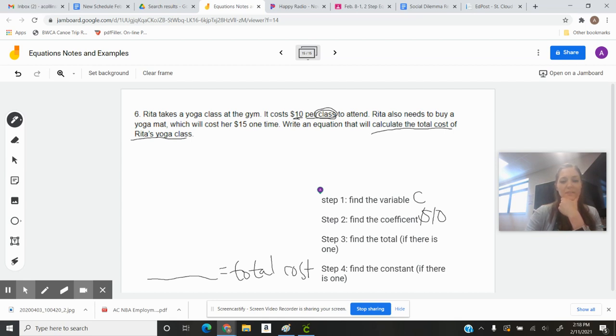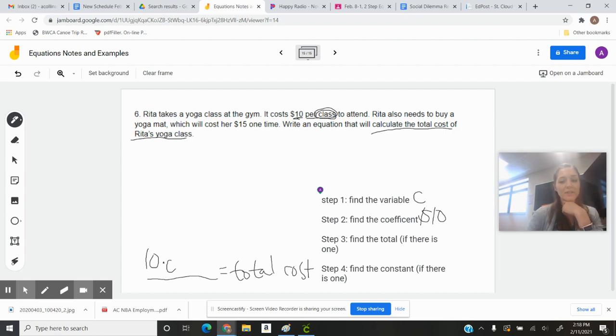$10 per class. So if she were to take 2 classes, I would take this 10 times 2 to figure out how much her total cost would be. If she were to take 5 classes, I would take this 10 times 5 to figure out how much her total cost would be. So I'm going to go ahead and guess that this 10 times c, or even just 10c, is going to be somewhere in my equation.